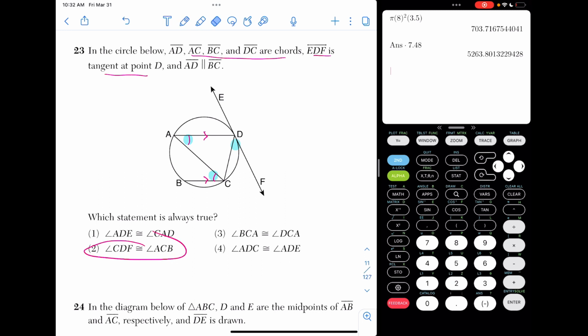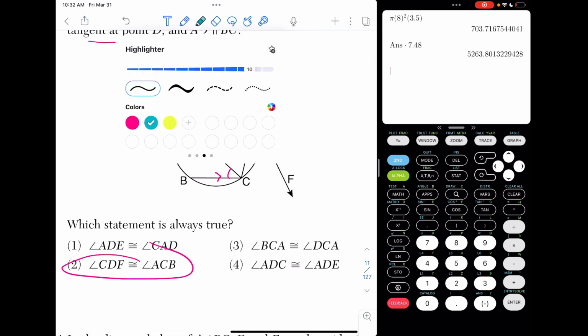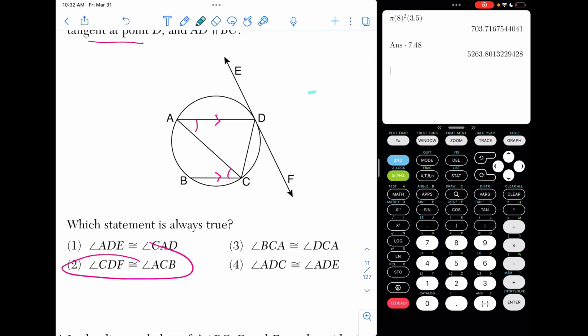Let's talk about how I know that. So I'm going to go in and erase my highlighting. And let's look at the first angle they gave me. CDF is this angle that's formed. I'm going to go back in with my highlighter a little thinner here. So CDF is this angle that's formed by the chord and the tangent. And anytime that happens, that angle is going to be half the measure of this intercepted arc, half of CD.